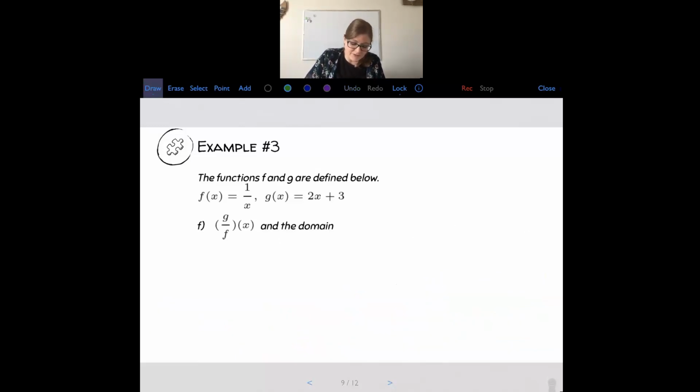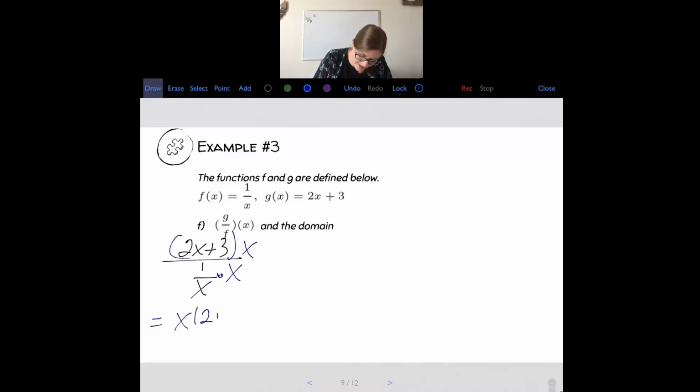Part F, so we're doing g over f of x and the domain. So again, g is on the top, f is on the bottom. Okay, so when you do this, you are allowed to multiply the numerator and the denominator by the same thing. So that could also help you simplify this. I'm going to multiply the denominator by x, and if I multiply the denominator by x, I also have to multiply the numerator by x. This becomes x times 2x plus 3, and the denominator, these x's cancel out, and you're just left with over 1.